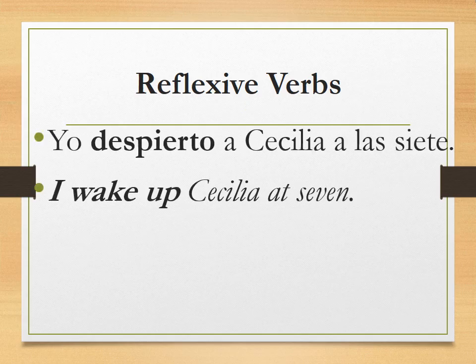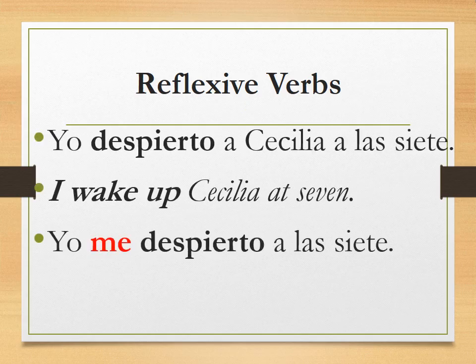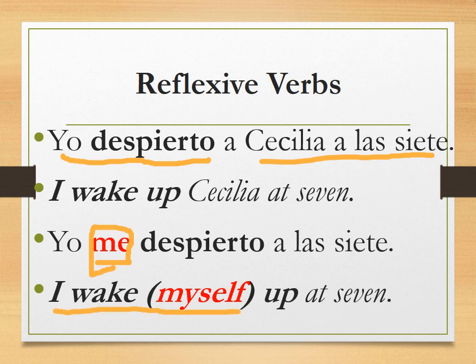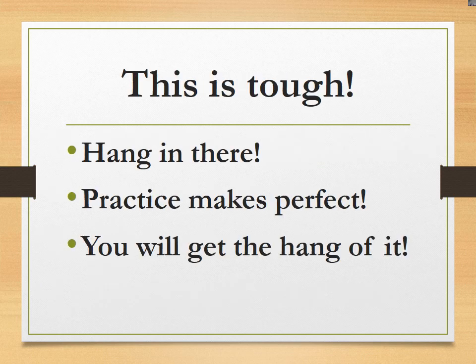Let's look at these two sentences. You have yo despierto a Cecilia a las 7. Yo despierto, I wake up Cecilia at 7. If I said me despierto, and I put this me in here, that means I wake up myself at 7. So by itself means it's happening to someone else. If I put the reflexive pronoun in there, it means that it's happening to me.